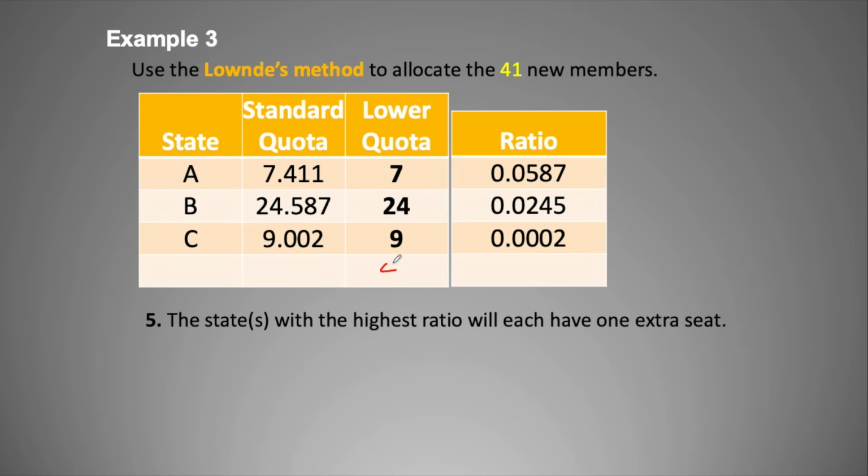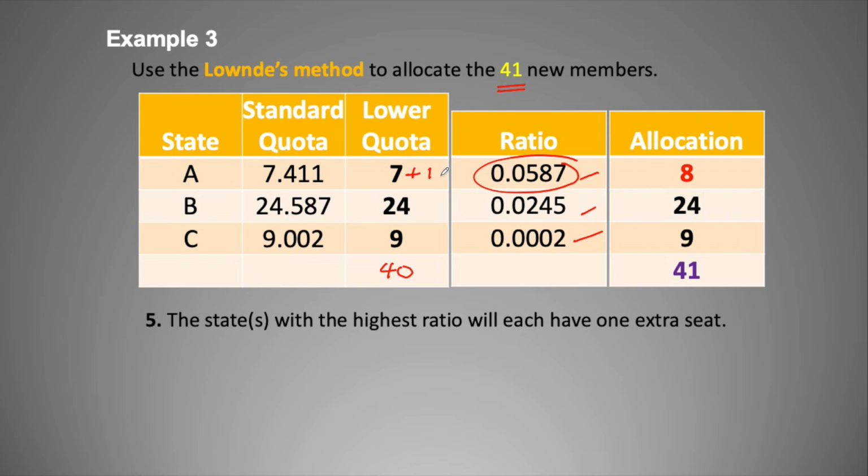Now, since the lower quota has a sum of 40, which tells us we only have to assign one new member to either state A, B, or C, and that is to be determined by the one with the highest ratio. And since the highest ratio is 0.0587, then we're going to assign the extra seat to state A. So state A will have 8, state B will still have 24, and state C will still have 9. And that gives us a total of 41.